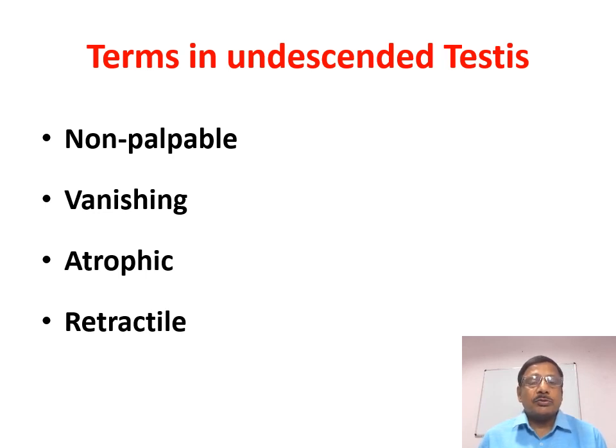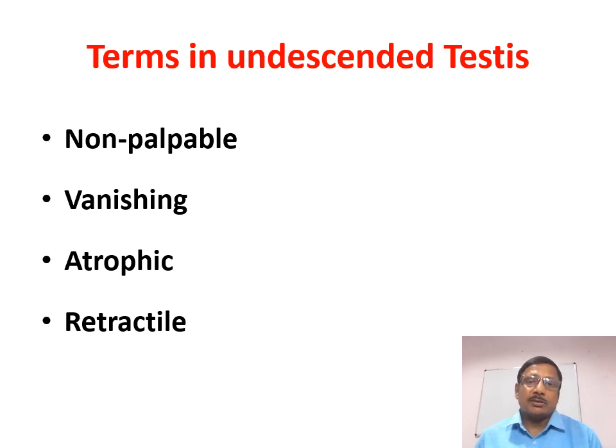Then the testis could be atrophic. That means you can find the testis, you can palpate it. It could be small, having soft consistency. So that testis is atrophic. And what is retractile? A retractile testis is a testis which is developed and has descended normally up to the bottom of the scrotum, but because of a strong cremaster reflex, it retracts into the abdomen. You will not label this testis as undescended testis.